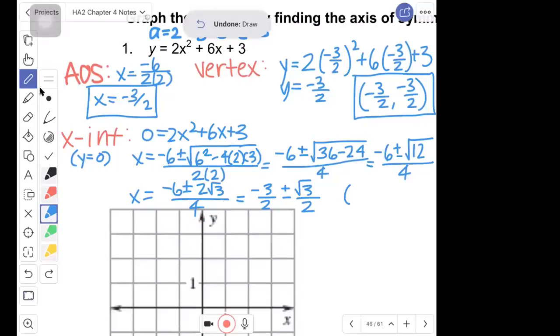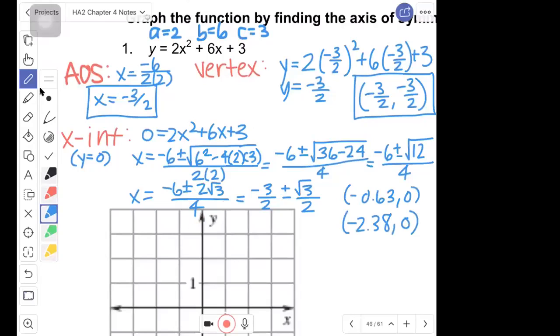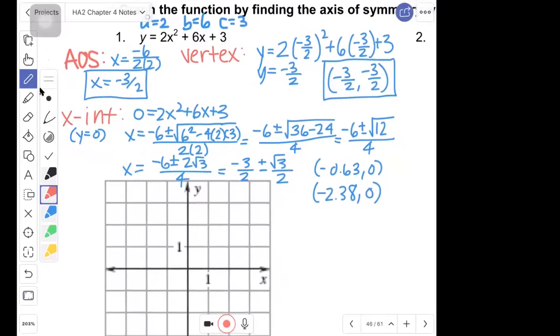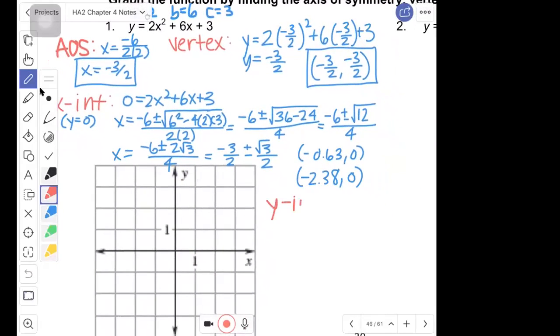So once you plug those values into your calculator, you should get -0.63, then -2.38. And those are x-intercepts, so our y is 0. And then lastly, we would find our y-intercept, which we know we're setting x equal to 0. Annabelle, did you get your y-intercept? I got 0, 3. Yeah, good.